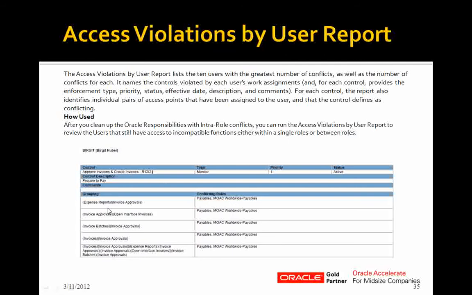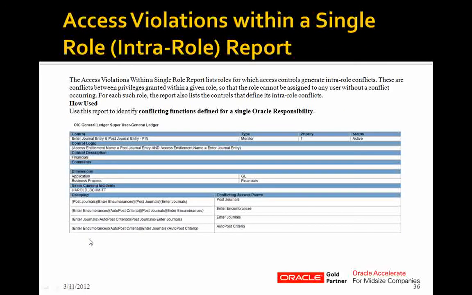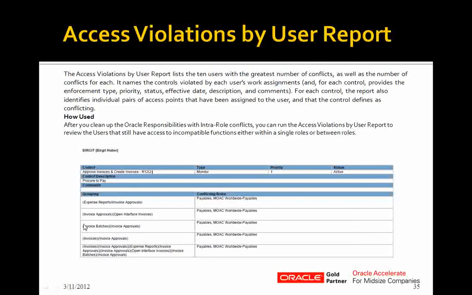And if you see here, these are the conflicting pairs. This particular row allows this user access to expense reports and invoice approvals. The same row also allows access to invoice approvals and open interface invoices. So these are the incompatible functions. If you take a look here, this one is more black and white. It gives the user access to the invoices function and access to the invoice approvals function.